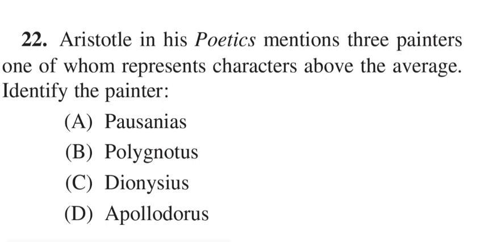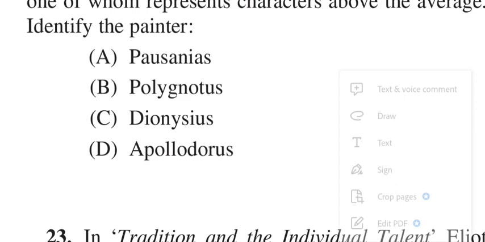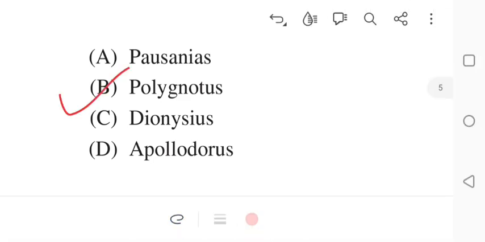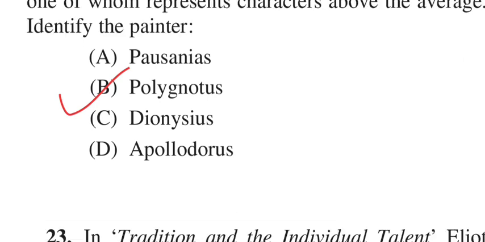Aristotle in his Poetics mentions three painters, one of whom represents characters above the average. Identify the painter. Pausanias, Polygnotus, Dionysius, Apollodorus. What will be the correct answer? So we have to find out the painter. Correct answer will be B, Polygnotus.